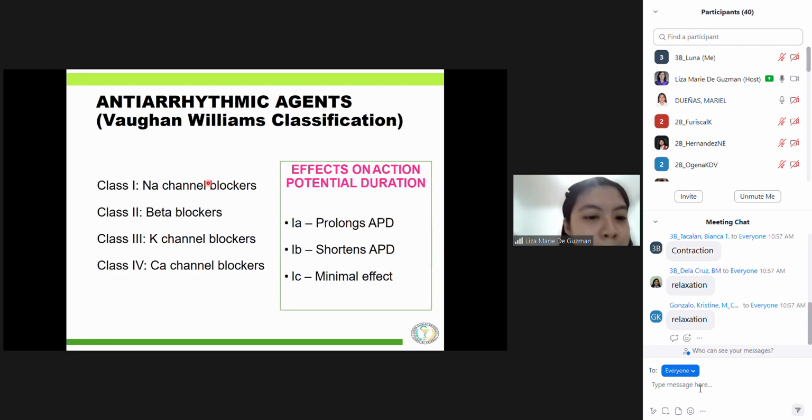Before that, class 1 can be further divided into 3 groups: the 1A, 1B, and 1C, depending on their effect on the actual action potential duration. And then the different classes of antiarrhythmics differ depending on their target. So class 1 are the sodium channel blockers. Class 2 are the beta blockers. Class 3 are the potassium channel blockers. And class 4 are the calcium channel blockers.